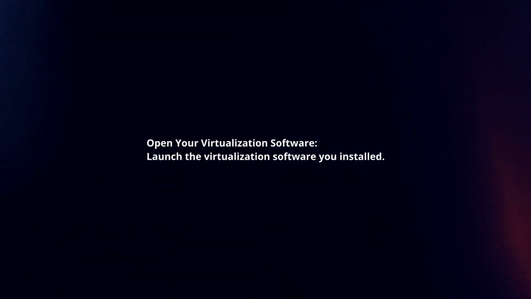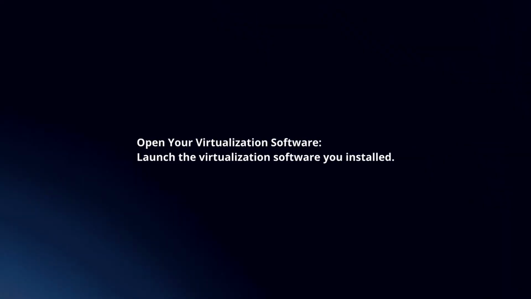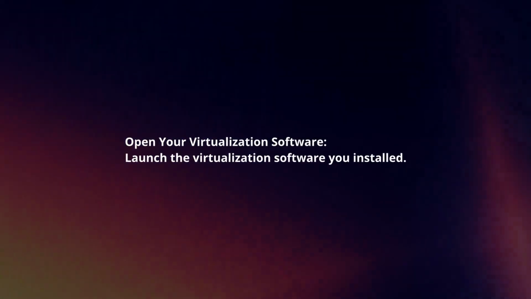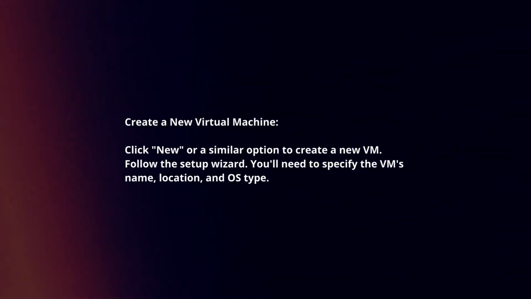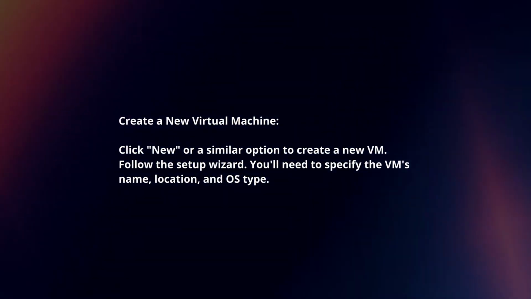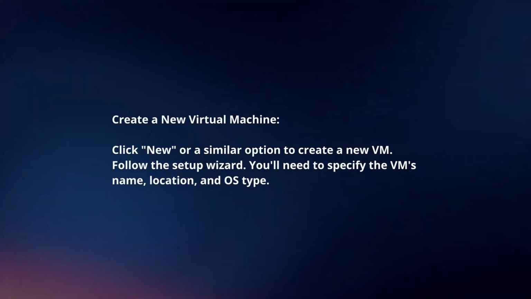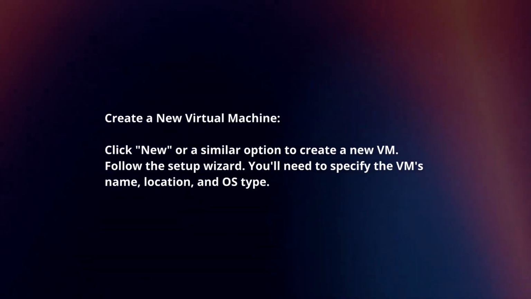Open your virtualization software. Launch the virtualization software you installed. Create a new virtual machine. Click New or a similar option to create a new VM. Follow the setup wizard. You will need to specify the VM's name, location, and OS type.